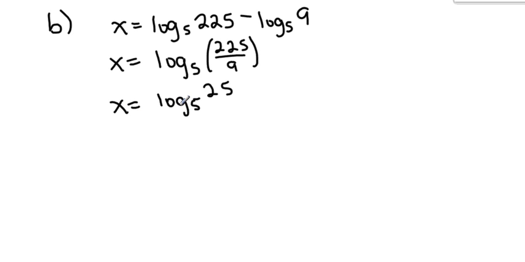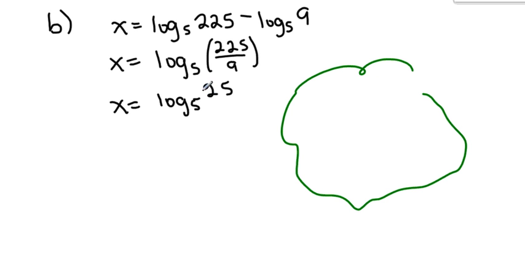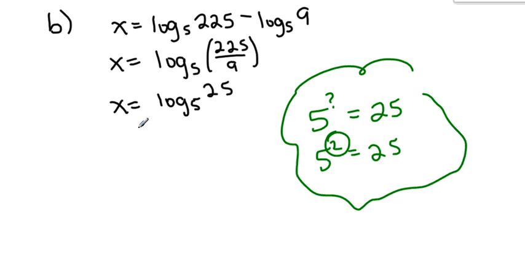So now I'm down to just this statement, and again, just like in A, let's review what I'm actually asking for here. What this log statement says is what exponent would have to be put onto base 5 to produce an answer of 25. Well, we know that 5 squared is 25, which means the exponent is 2. So log base 5 of 25 is 2. So x equals 2 is the solution.